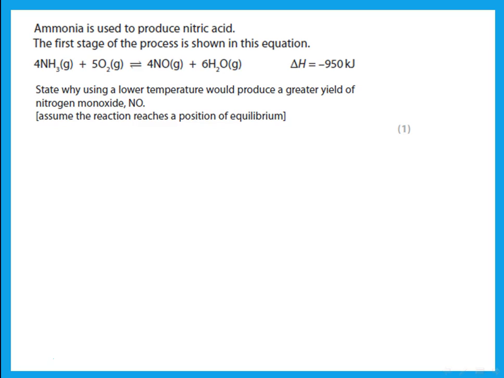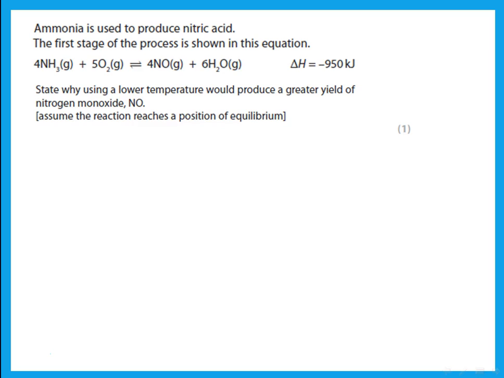Ammonia is used to produce nitric acid. The first stage of the process is shown in this equation. Now state why using a lower temperature will produce a higher yield of nitrogen monoxide. Again, I'm going to remind you, when we have a reversible equation, we said we can change either temperature or pressure if they're all gases, or concentrations of reactants or concentration of products in order to cause a reaction to go more forward or more backward.